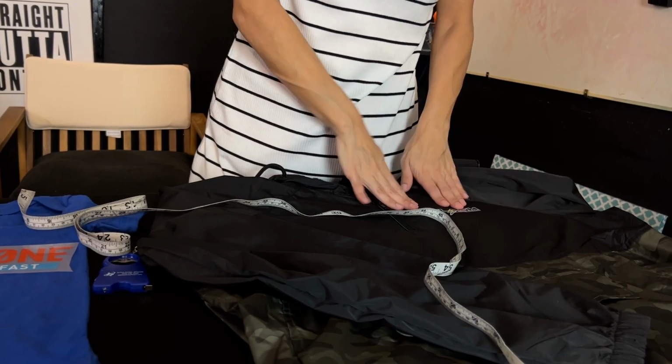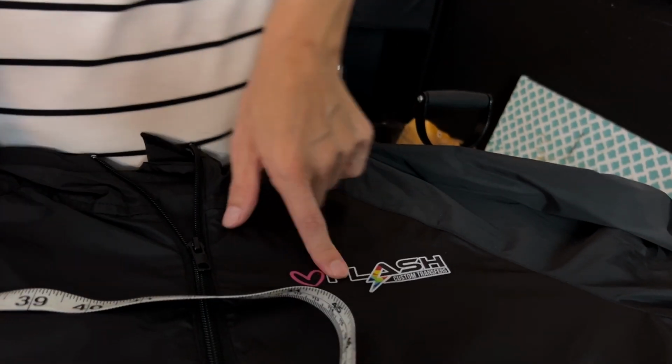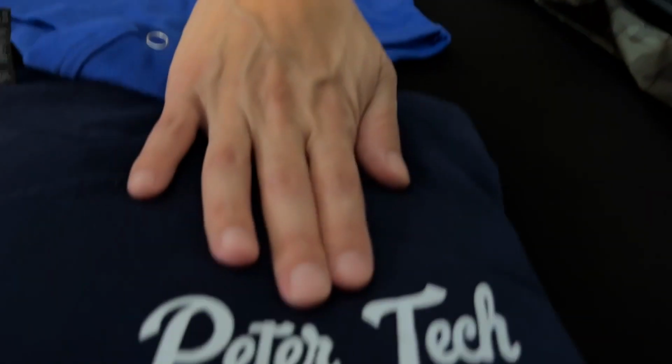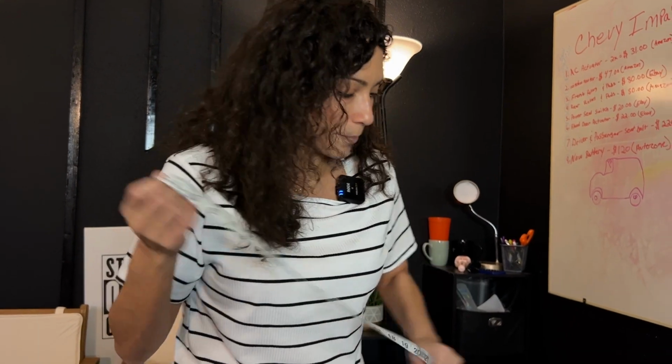So this is a left chest here. This one was custom. That might be a little bigger. So we have left chest here, left chest here. Here at Flash Custom Transfers, our left chest is about 3 to 4 inches. It's always our preference. So it's always preference.